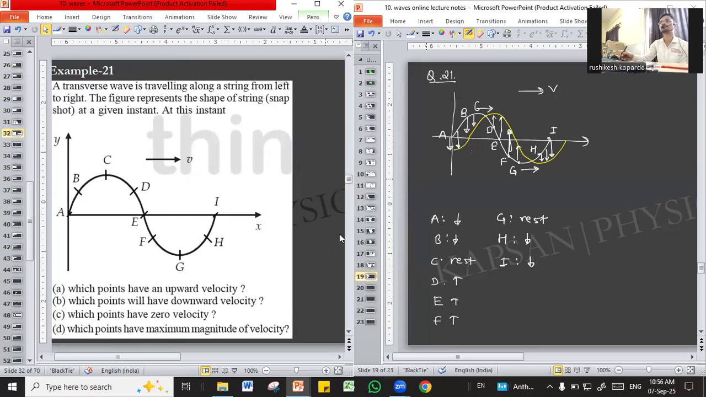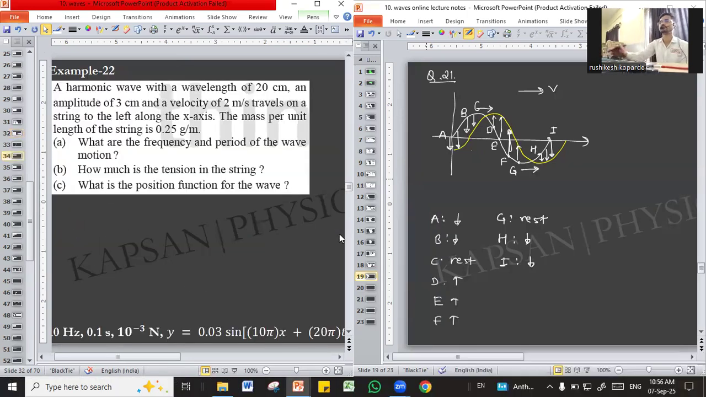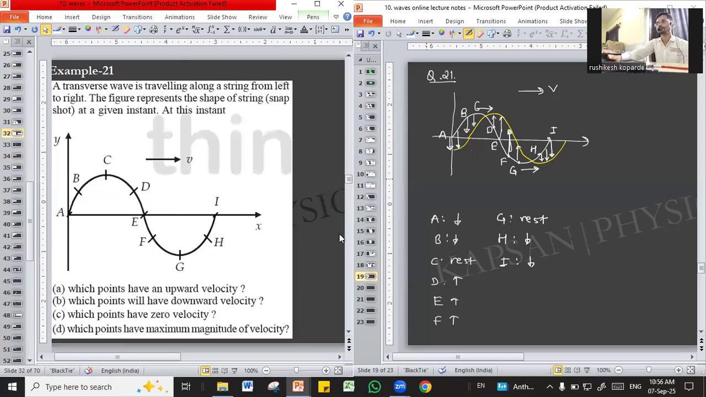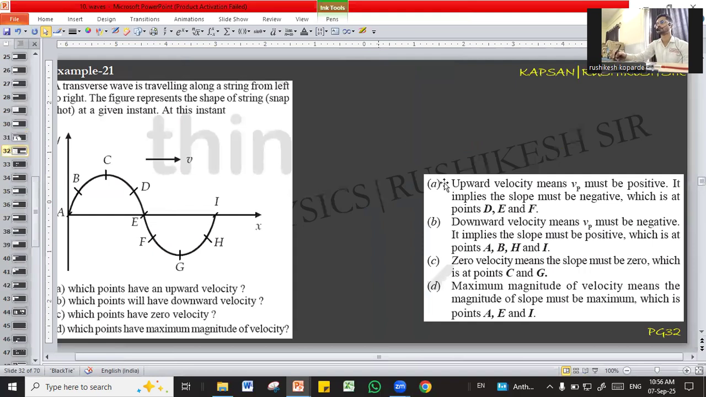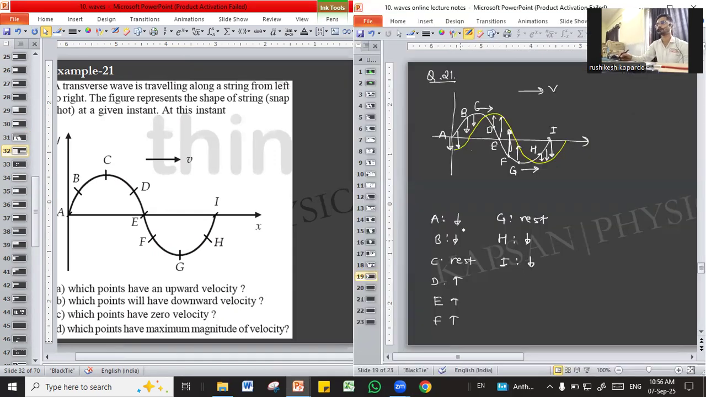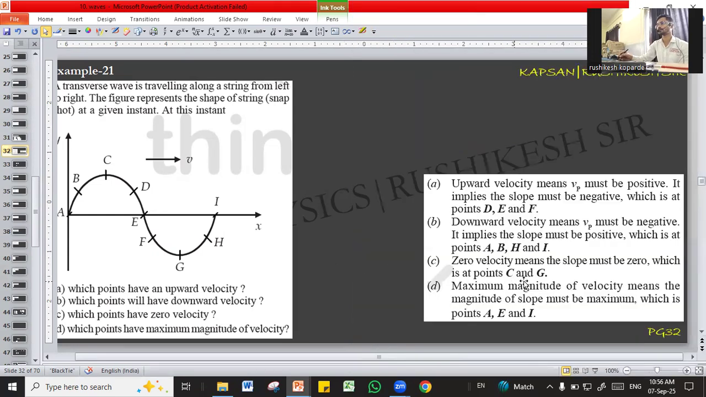What is their answer? D, E, F. The points moving downward are A, B, H, I. Yes, A, B, H, I. Which points have zero velocity? C and G.